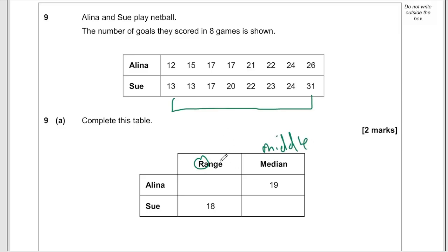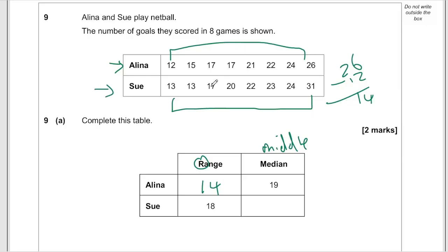So let's look at the range first for Alina. We're on the top line. The difference between 12 and 26. 26 take away 12 gives me 14. That's my answer. And then Sue, we're on the bottom one this time, and we want the middle number.